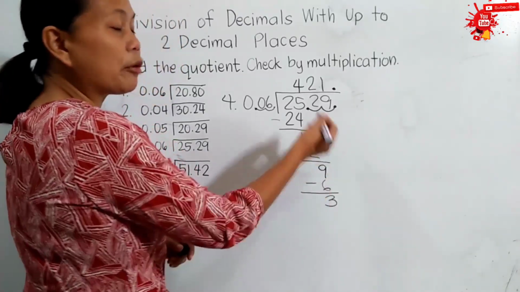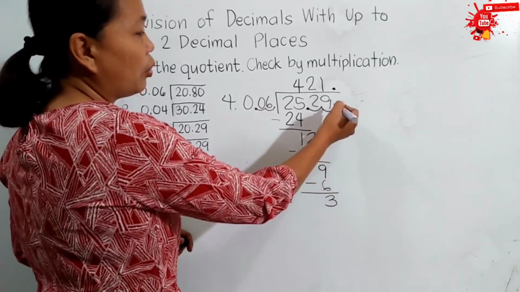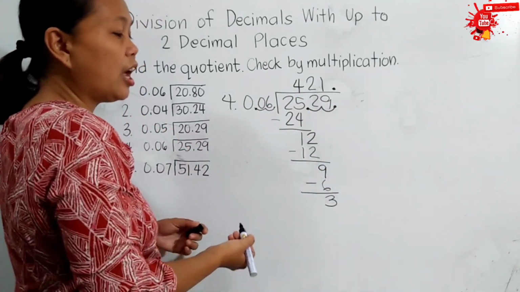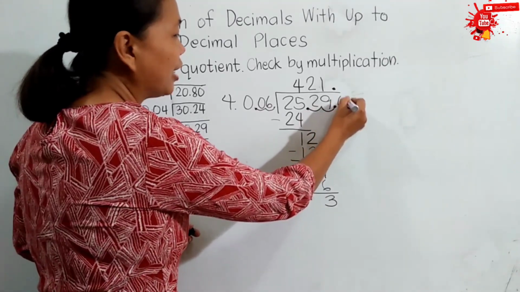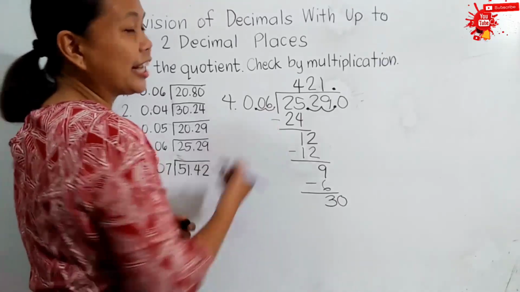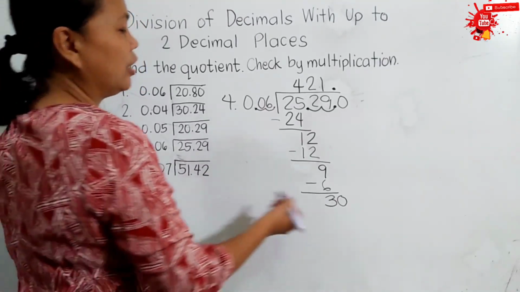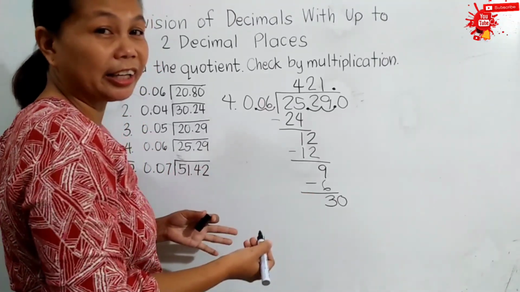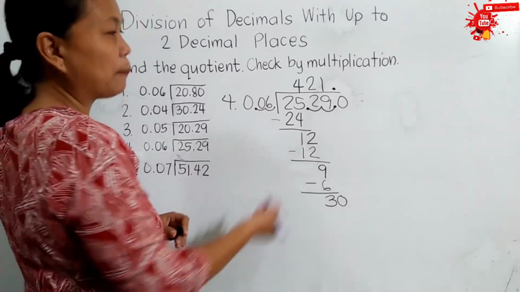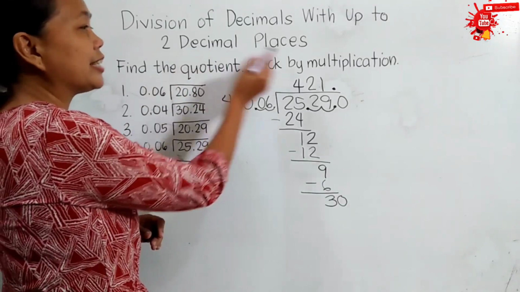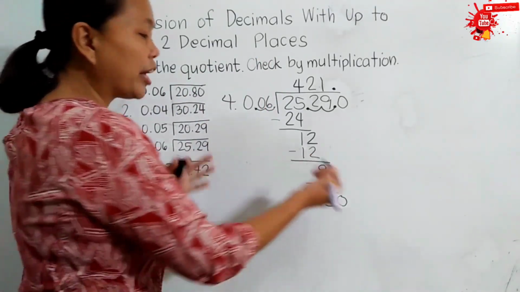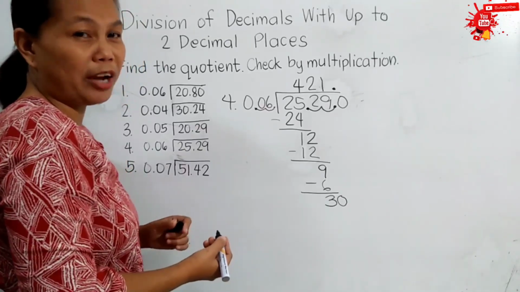3. So, since meron pa tayong remainder, okay, hanggat hindi natin nakikita na paulit-ulit na yung answer natin, ay magdadagdag tayo ng 0. Tapos, i-stop na tayo kapag eksakta na yung sagot natin. Or, kapag nakita natin na may paulit-ulit ng digit sa ating sagot. Tapos, round off na lang natin sa 2 decimal places. Kung paulit-ulit na. Pero kung exact, so walang problema.